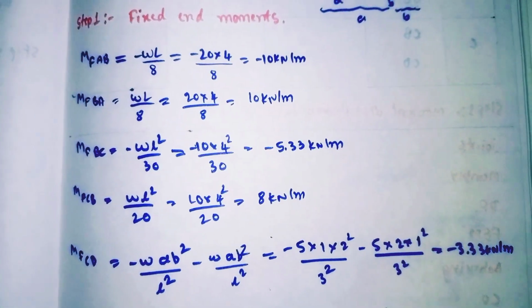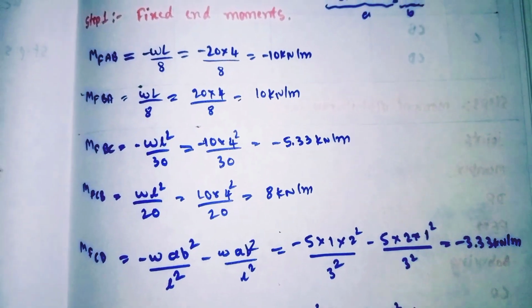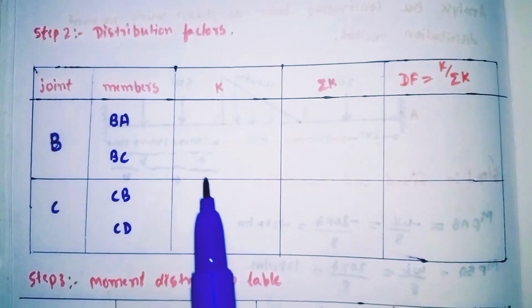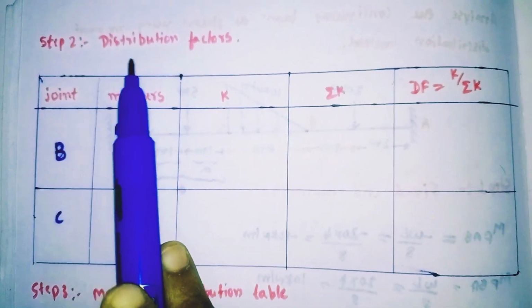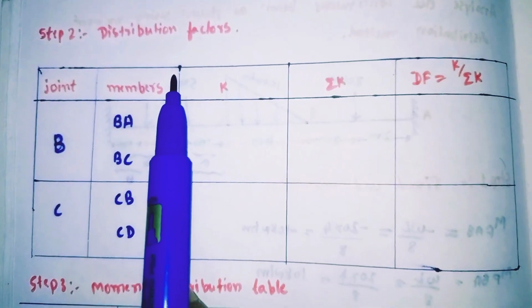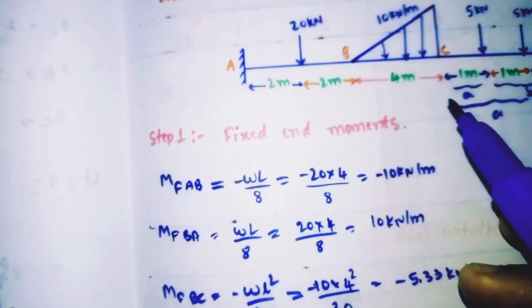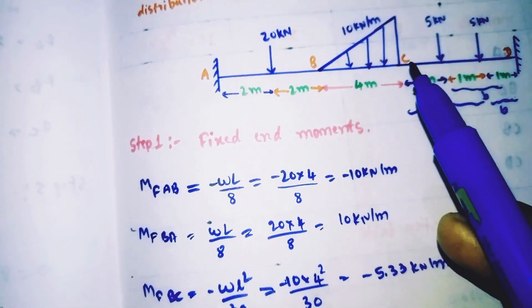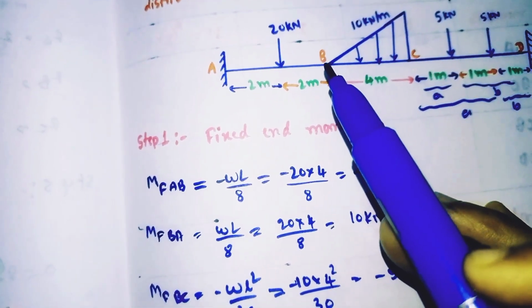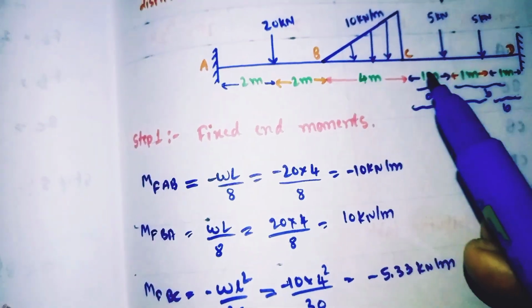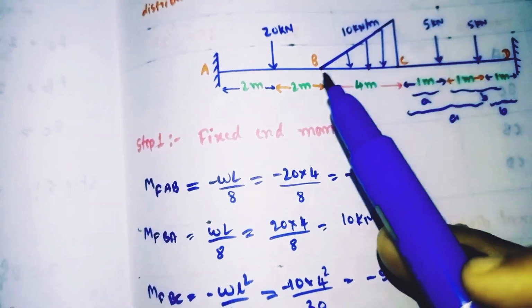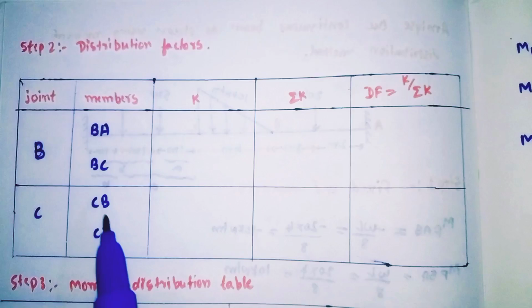So the second step is to find the distribution factor. This is the table for finding the distribution factors. We only find the distribution factors at the joints. In our beam we have only two joints, joint B and joint C. For joint B we have the members BA and BC. For joint C we have the members CB and CD. So I have written it here.